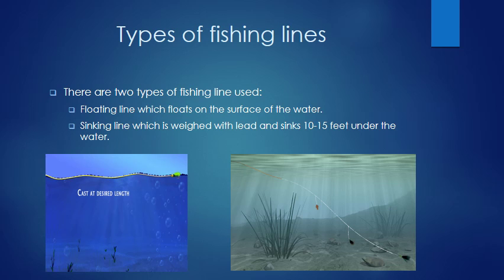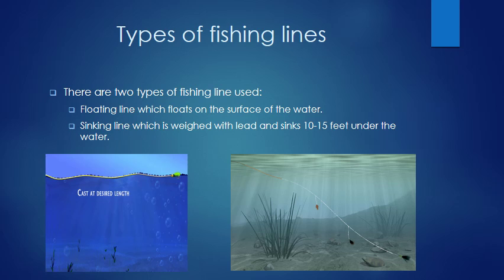Along with the fly reels and the fly rods comes the fly lines. There are two different types of fly lines used. One type is floating line, which floats on the top of the water surface. Usually with this type of line, you want to use a dry fly, which imitates bugs landing on top of the water, which makes the fish come up and eat them.